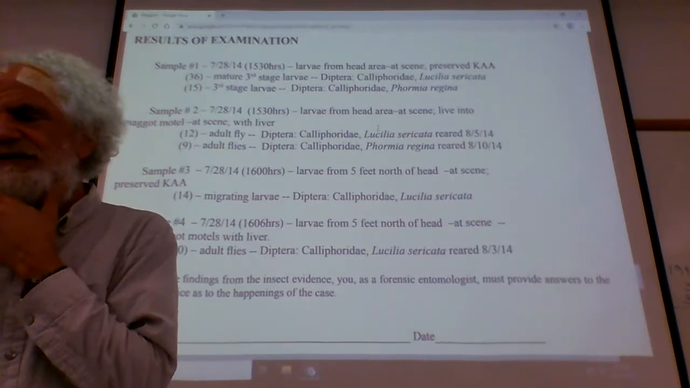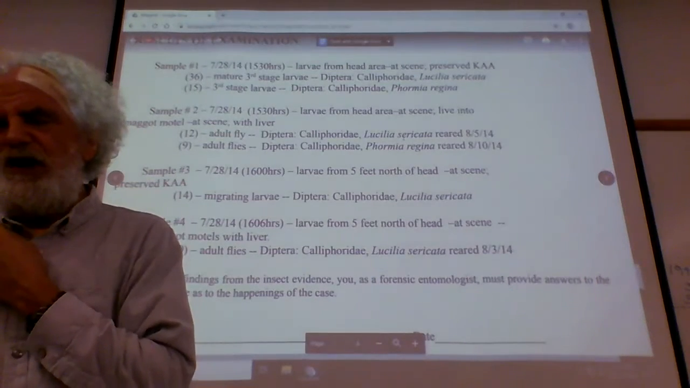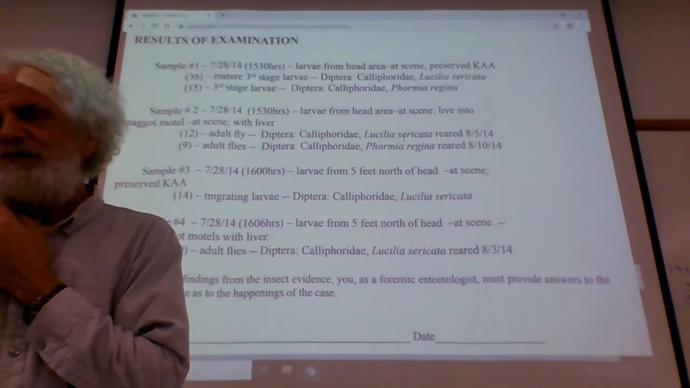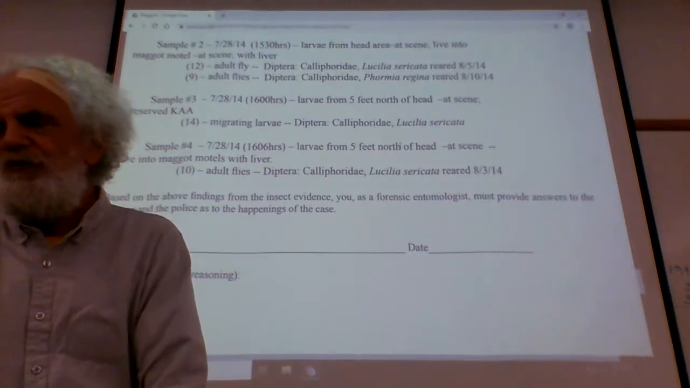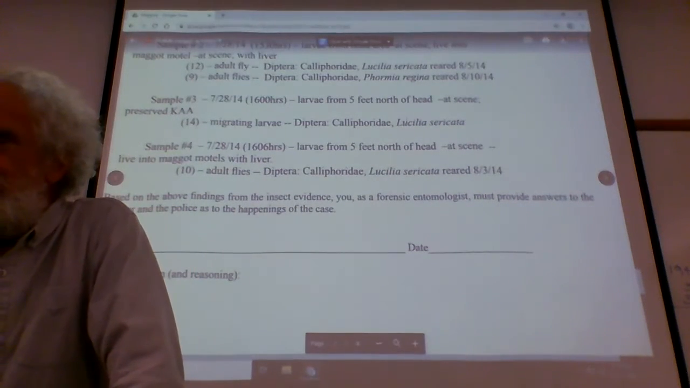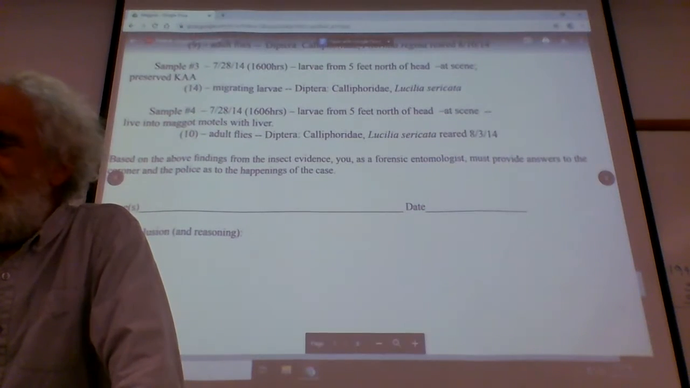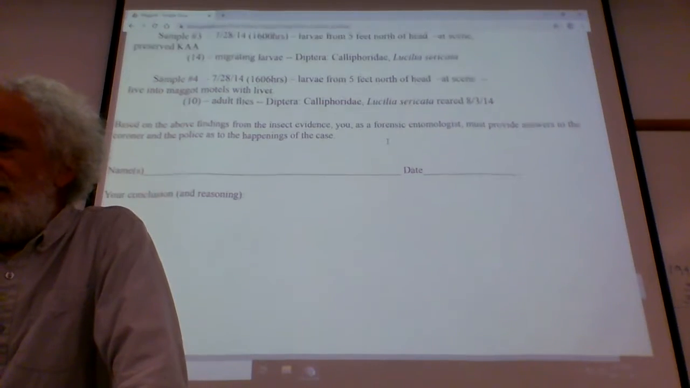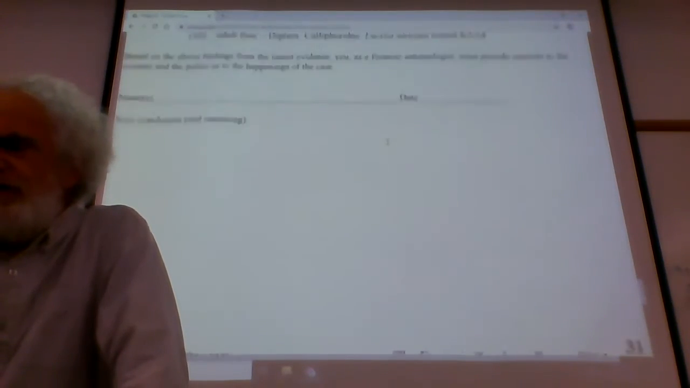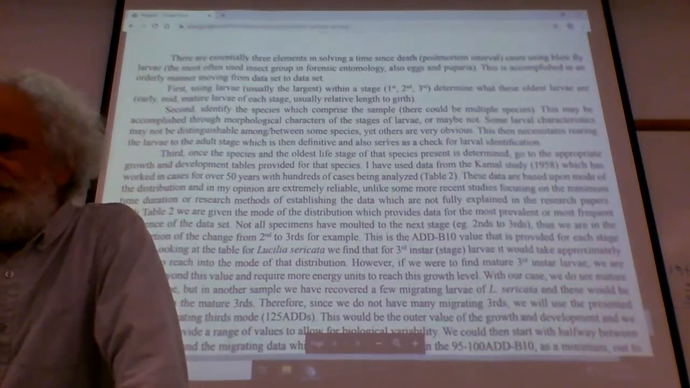Then we have sample 2, and these are the confirmation of the types of insects that we were finding. Sample 3 was another Lucilia, and sample 4, 5 feet from the head, yet another Lucilia. So here is the conclusions.